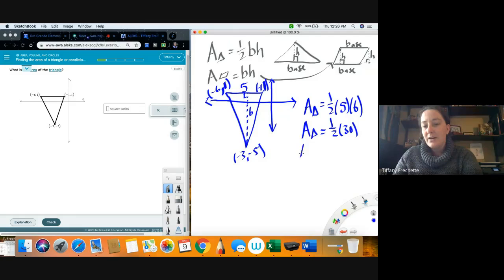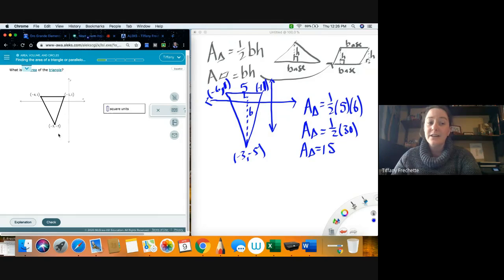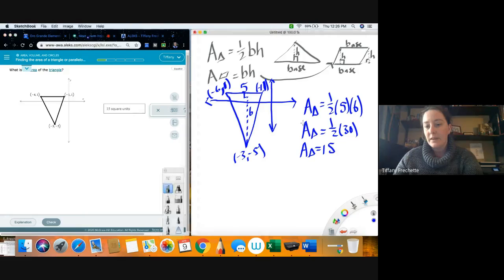So we know that the area of the triangle equals 15, and then it would be square units, but they already wrote that out for us. So just make sure, if they had told us what the length was, like that each unit was a foot, then we put 15 feet squared. But in this case, they're just talking about square units. So we write 15 and check.